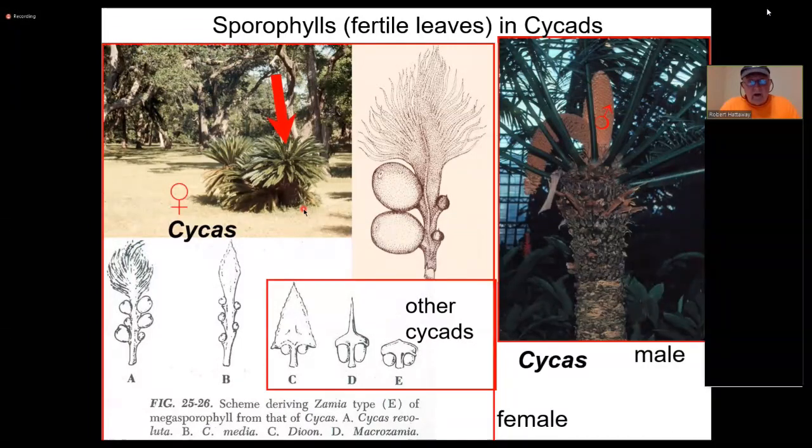So the dinosaurs and the gymnosperms were common back then in the Mesozoic. The Cenozoic, it's the age of angiosperms and mammals and birds. Now, okay. Up until this point, if you haven't understood what a sporophyll is, look at this. This is the megasporophyll of Cycas.